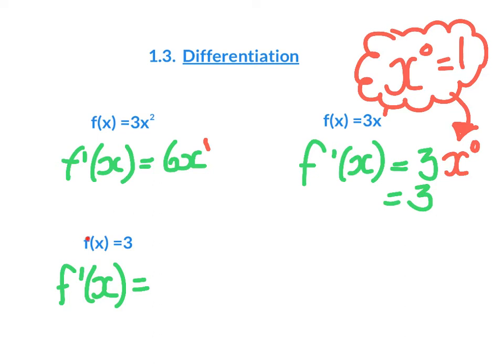For the third example, f of x is equal to 3 and there are no x's at all. But since x to the power of 0 is equal to 1, we can consider that to be the same as 3 times x to the power of 0. Now when I multiply by the power, I'm going to be multiplying by 0, which is going to give me an answer of 0, always. So if the function is a constant term, the derivative is always going to be 0.